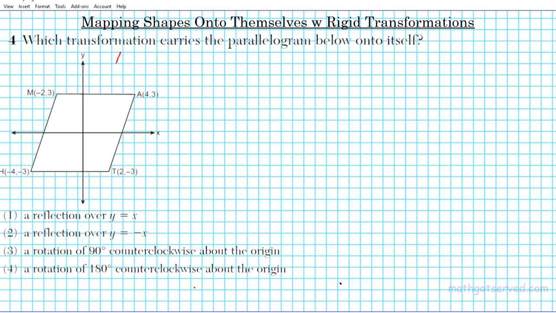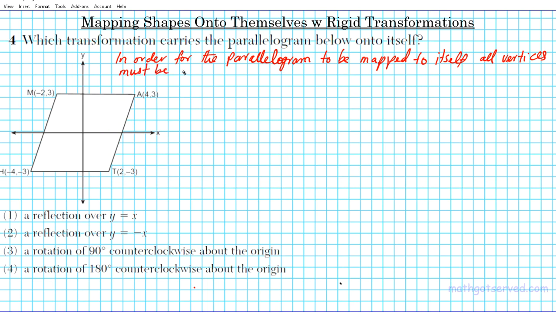Alrighty, so let's write that down. In order for the parallelogram to be mapped to itself, all vertices, so these 4 vertices that we have here, must be mapped to themselves.